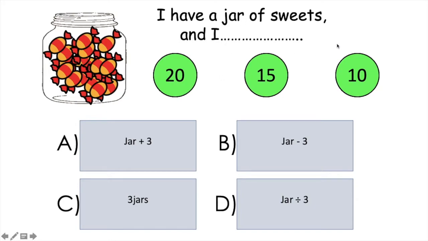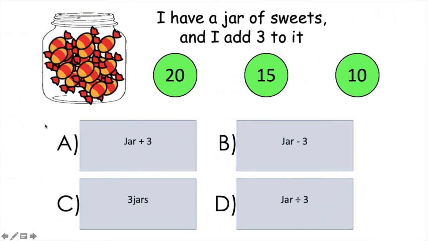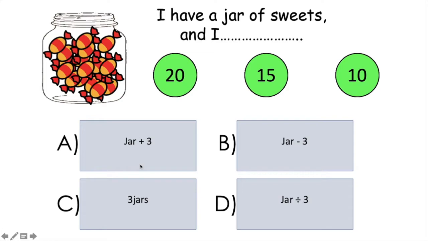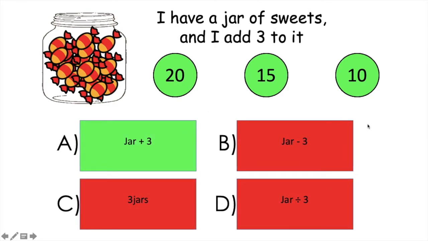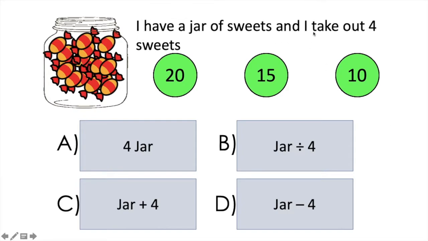So I have a jar of sweets and there was a sweet. Let's watch it again. What happened there? 1, 2, and then 3. So what's happening to this jar? Well, we've got the jar and we are going to add 3. And the reason why is because 3 sweets came in to the jar. So we added 3.